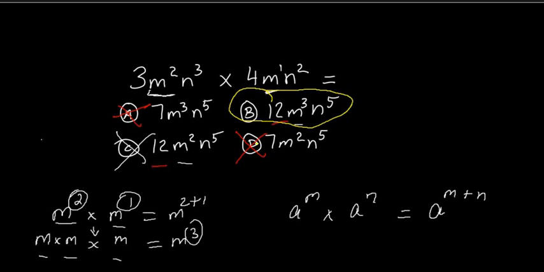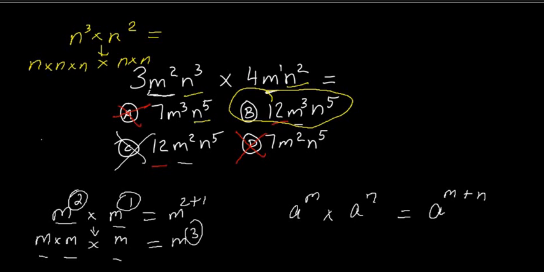And if you want to check the last one, let's look at the n's. Let's go back up here. N to the third times n to the second. So we have n to the third multiplied by n to the second. Again, this can be written as n times n times n, bring back the multiplication sign, times n times n, because we have n squared.